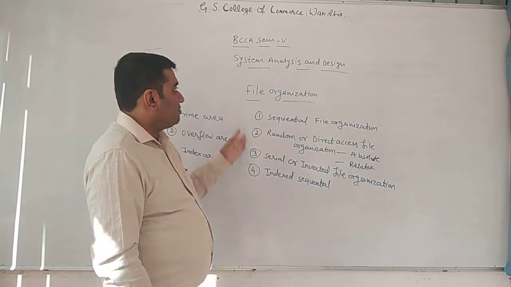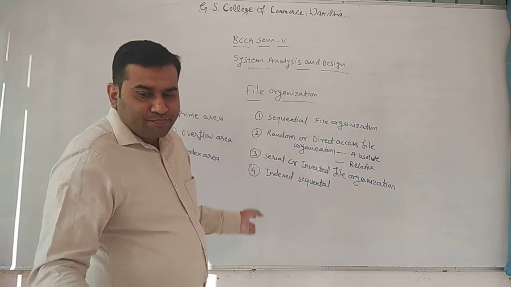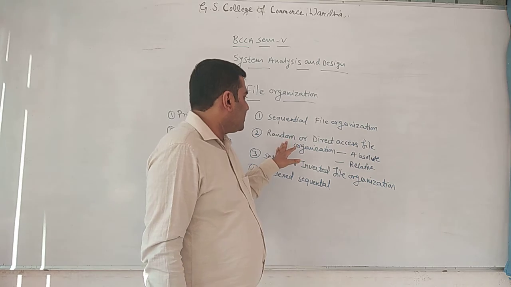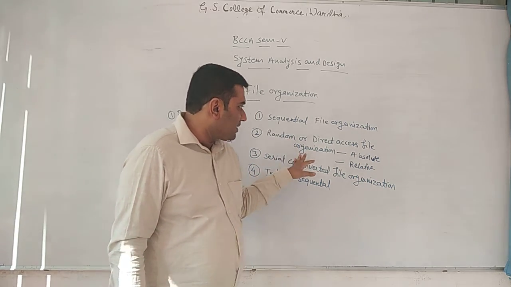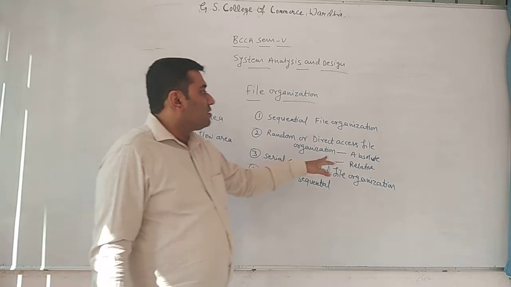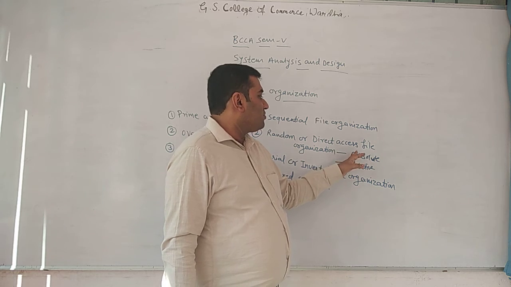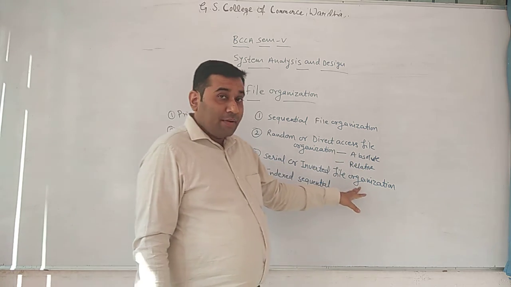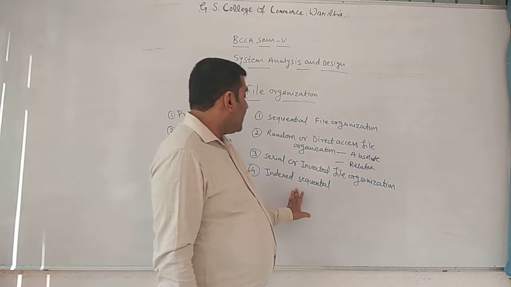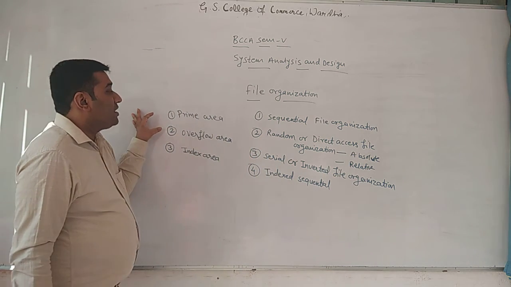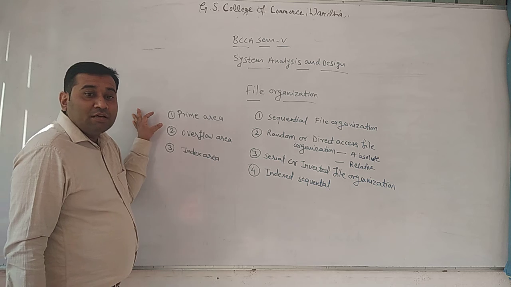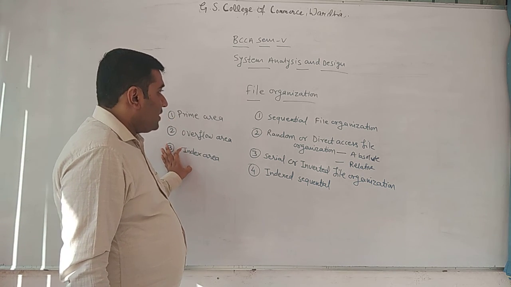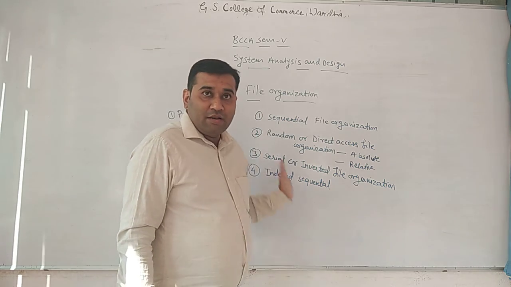There are four types of file organization. First is sequential file organization. Second is random or direct file organization. There are two types of direct file: absolute and relative. Third is serial or inverted file organization. Fourth is index sequential. There are three areas in it: the first is the prime area, second is the overflow area, and third is the index area. This is the file organization.